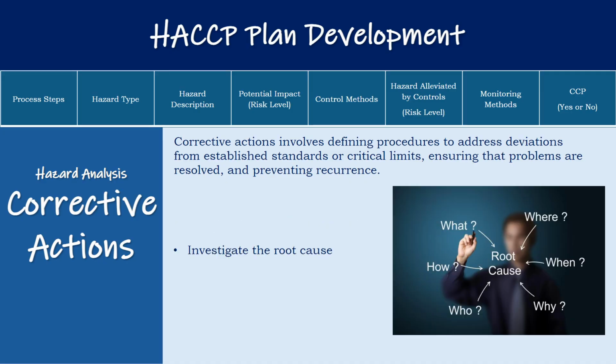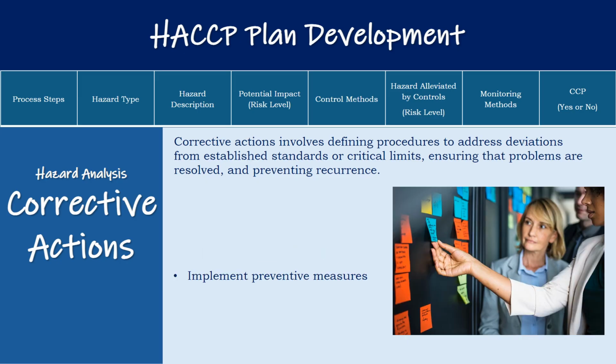The third step is to investigate the root cause to understand why the deviation occurred in the first place. This could involve using techniques like root cause analysis to pinpoint the underlying issue. Fourthly, implement preventive measures by taking steps to prevent the same deviation from happening again. This might involve updating procedures, retraining staff, or modifying equipment.